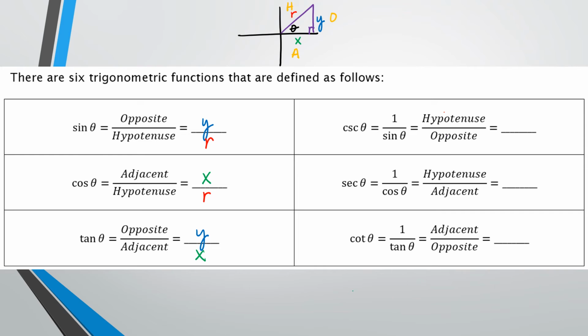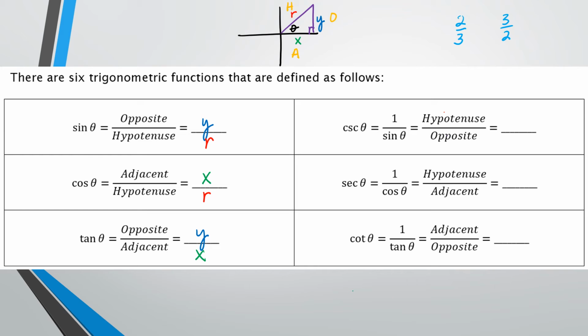Okay, so now on the right side, these may be completely new to you. These are called the reciprocal functions. If you remember, the reciprocal just means you take a fraction and flip it. Like if I take 2/3 and ask what's the reciprocal, it would be 3 over 2. You just take it and flip it. So the reciprocal functions are what happen if you take the original functions and flip them.